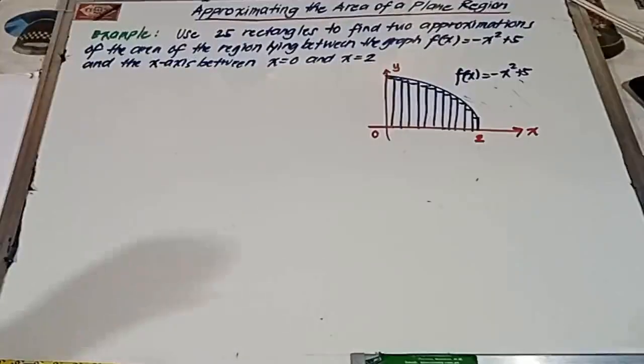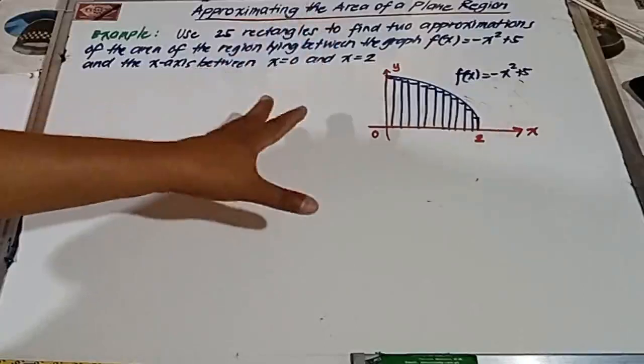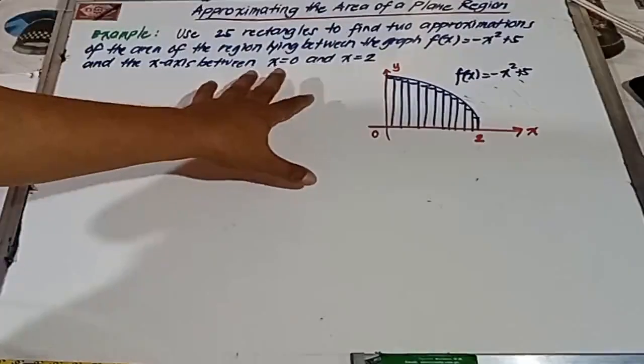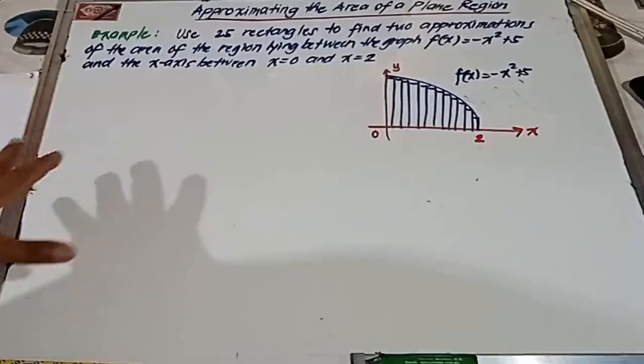So this is my second example in approximating the area of a plane region. I'm going to use the problem in example number 1. But this time, we're going to approximate the area of the region bounded by f of x equals negative x squared plus 5 and the x-axis, between x equals 0 and x equals 2.